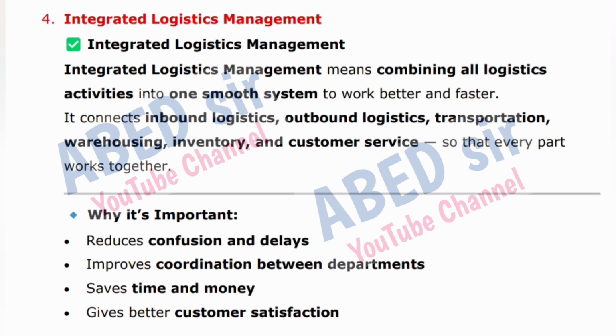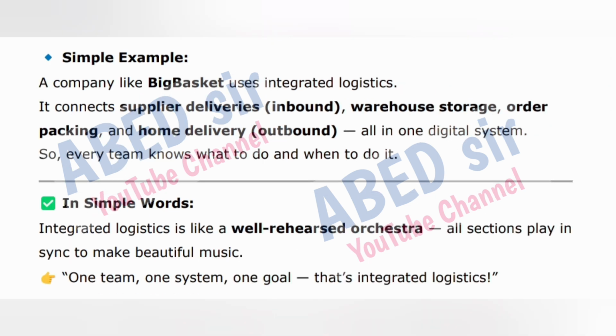Why it's important? Reduces confusion and delays. Improves coordination between departments. Saves time and money. Gives better customer satisfaction. Simple example: a company like Big Basket uses integrated logistics. It connects supplier deliveries (inbound), warehouse storage, order packing, and home delivery (outbound), all in one digital system. So every team knows what to do and when to do it.